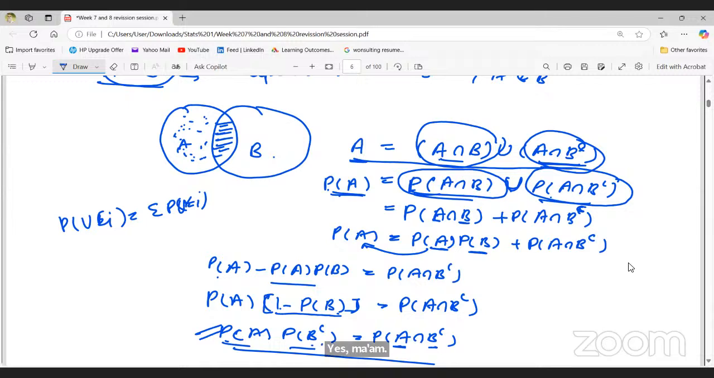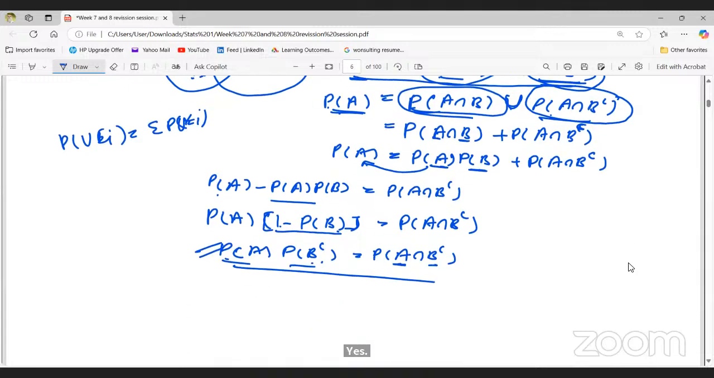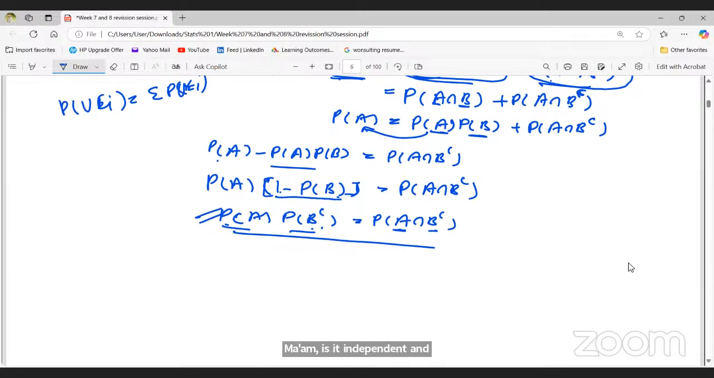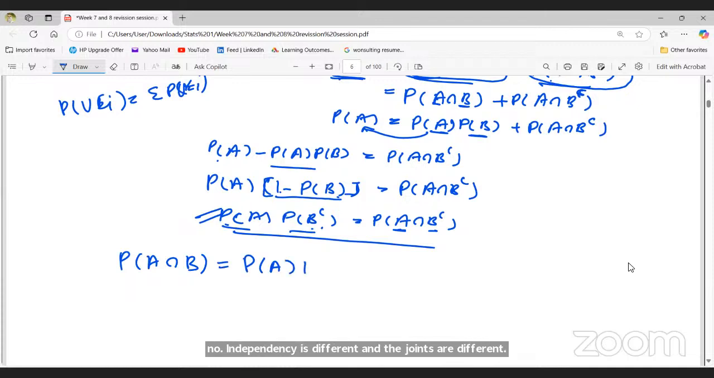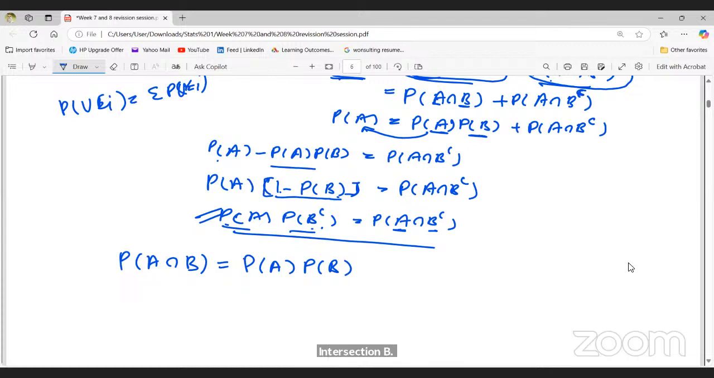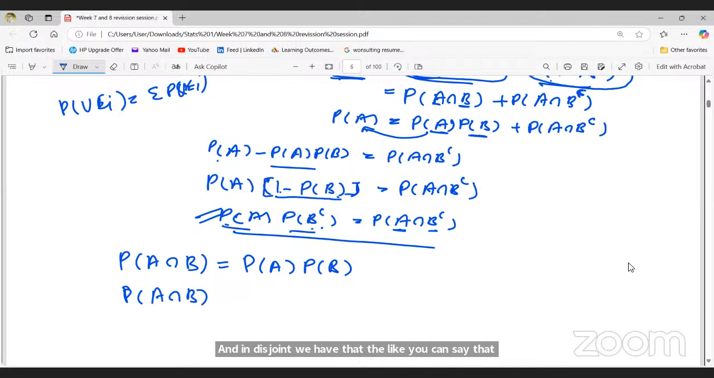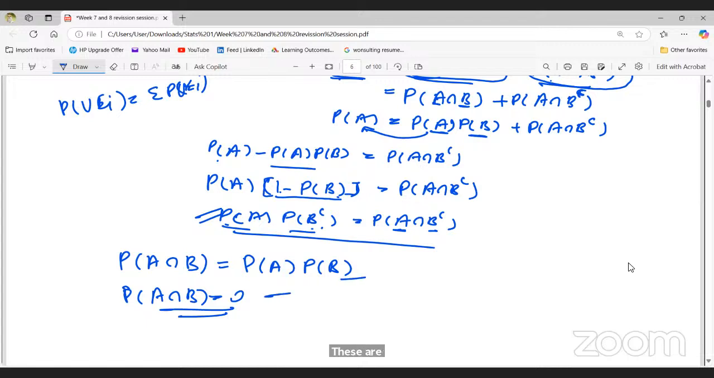Are independent and disjoint sets the same? No. Independency is different and disjointness is different. Independency is that the probability of A intersection B is probability of A into probability of B. And in disjoint, the intersection between them is 0. These are two different things. Okay.